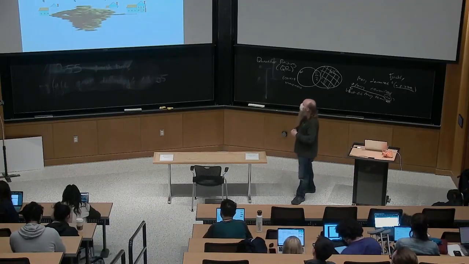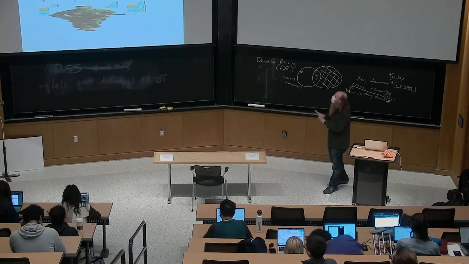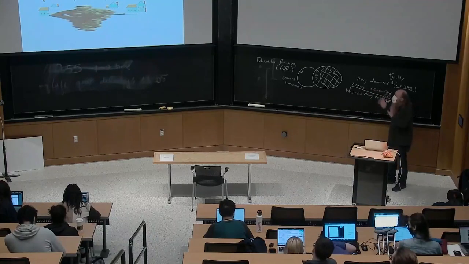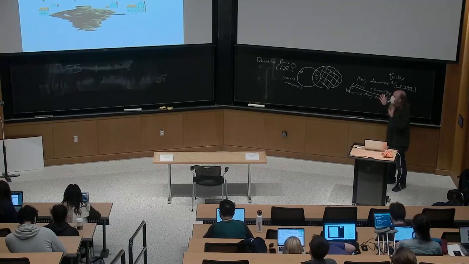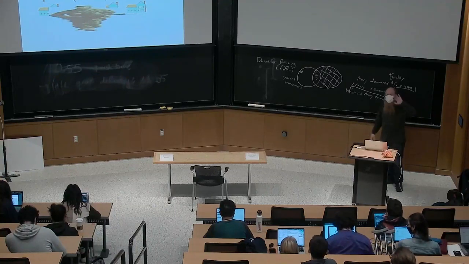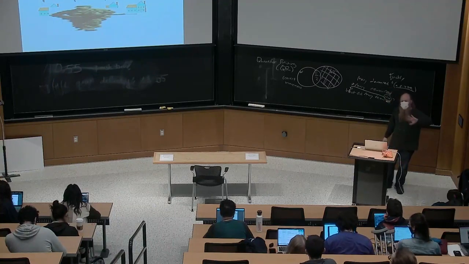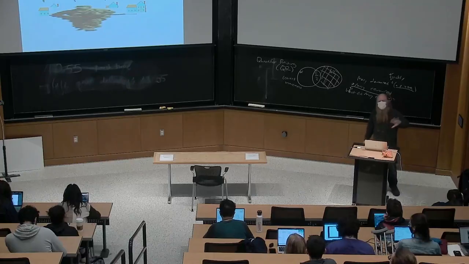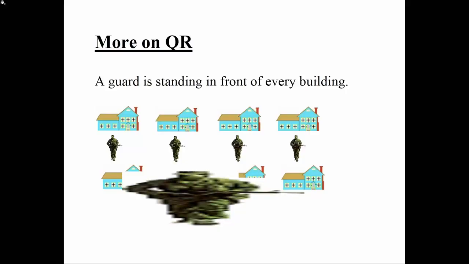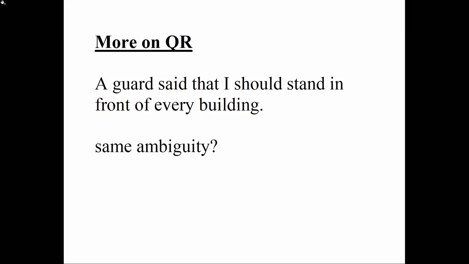So you have this optional operation of QR, and there isn't actually any optionality in the order in which you interpret quantifiers. You always interpret the highest quantifier first. That's going to be the story. The optionality has to do with the optionality of the application of QR. So here's a sentence with two quantifiers in it, and it's ambiguous. And I'm asserting it's ambiguous because you can do QR. Here's another sentence with two quantifiers in it. A guard said that I should stand in front of every building.